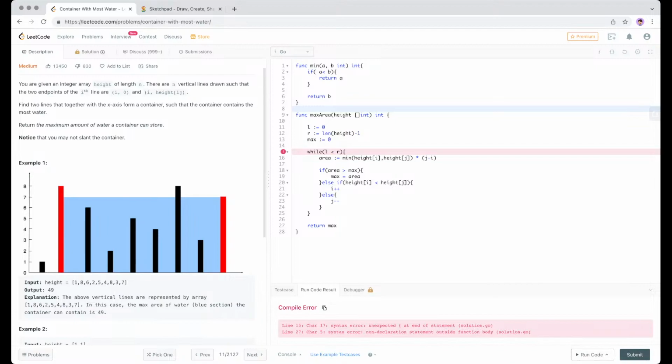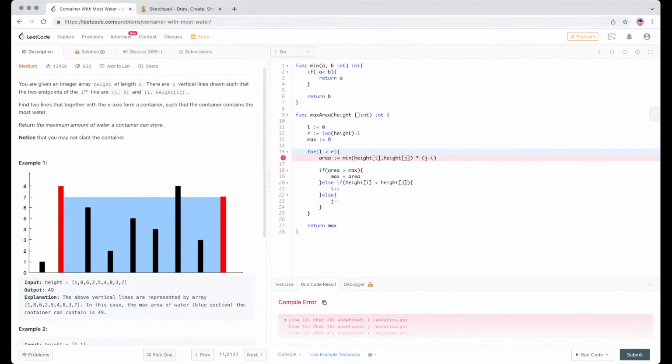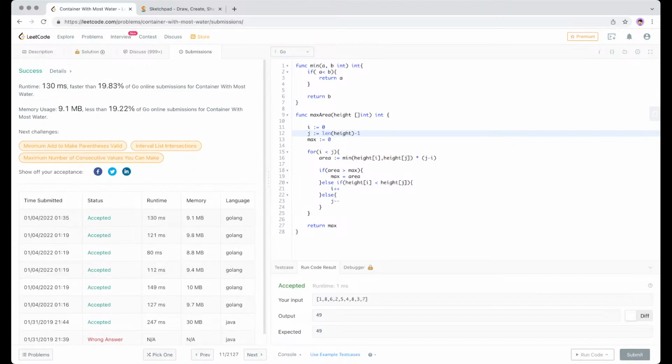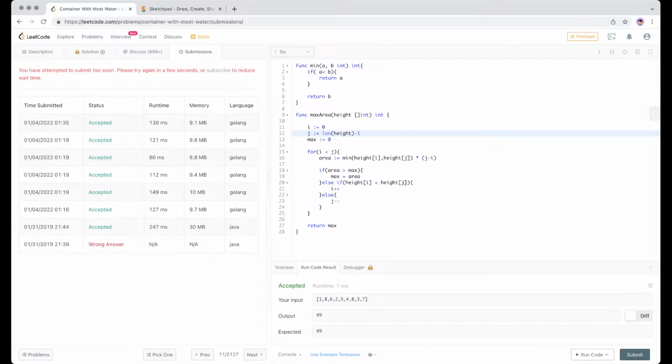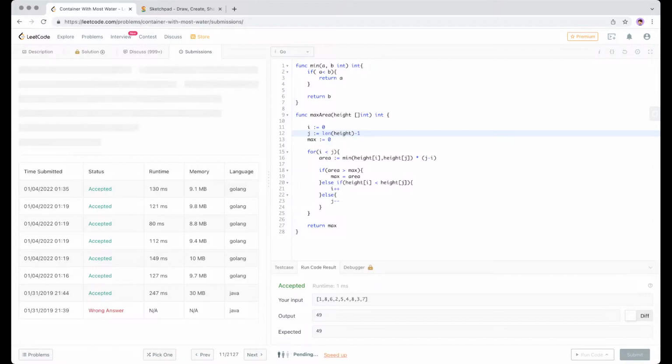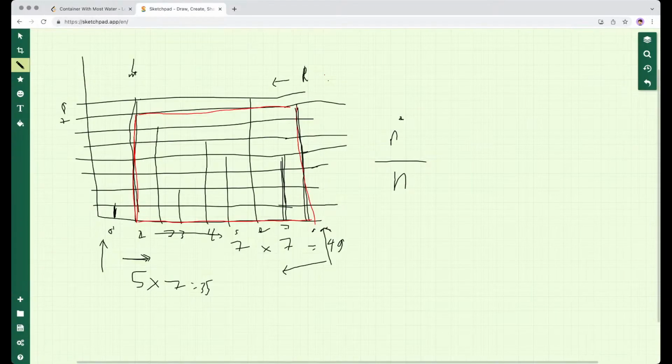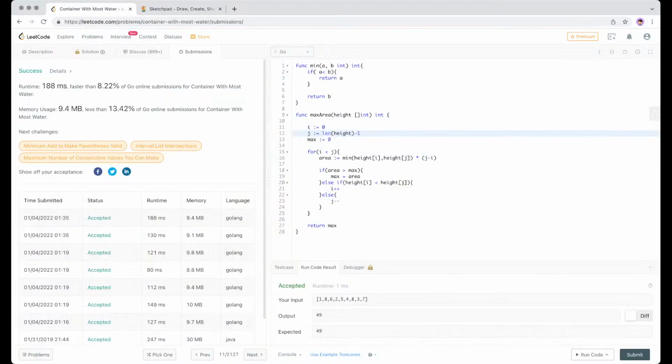So we have some syntax error. Okay, there's no while, so use for. Okay, i and j, so we can just replace it with i and j, or L and R. Okay, there you go. So this is a two-pointer solution where you squeeze the pointers until you get the correct area. Okay, so that's it.